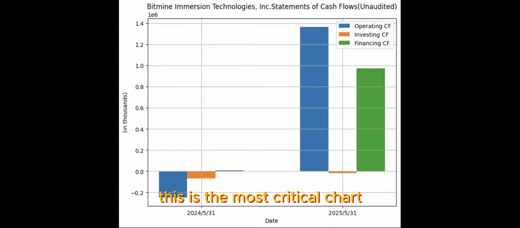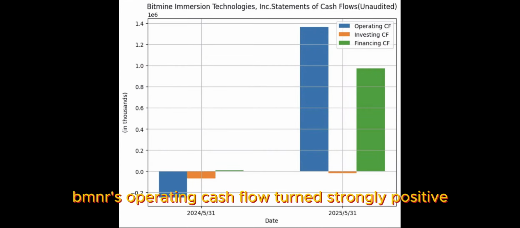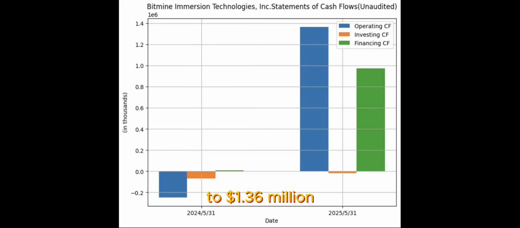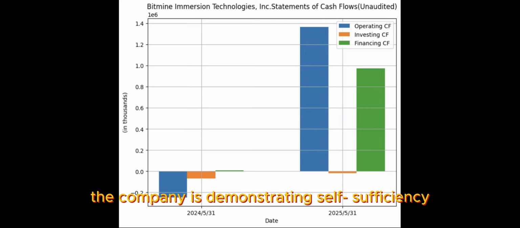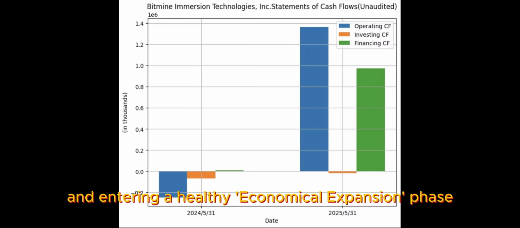This is the most critical chart. BMNR's operating cash flow turned strongly positive to $1.36 million. The company is demonstrating self-sufficiency and entering a healthy economic expansion phase.